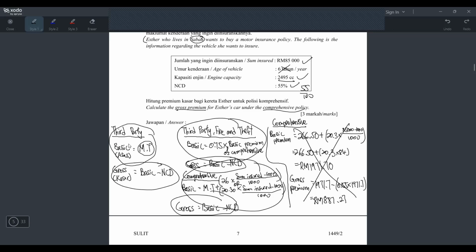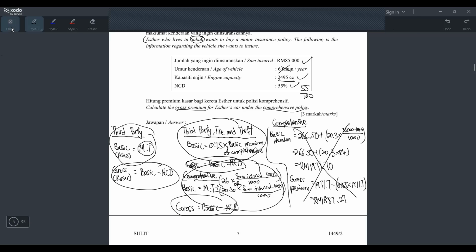Because the calculation method to find basic premium for all three policies, they are all different. So you have to hafal. You have to hafal. Okay. For the gross premium, it's very easy to remember. Just take your basic premium answer minus NCD. Alright. So make sure you hafal how to find these three policies punya basic premium. Okay. Semua cara dia lain. All cara untuk cari all the three policies lain.